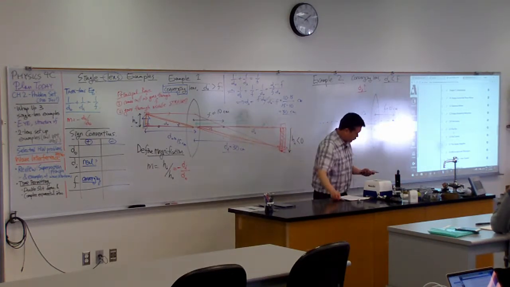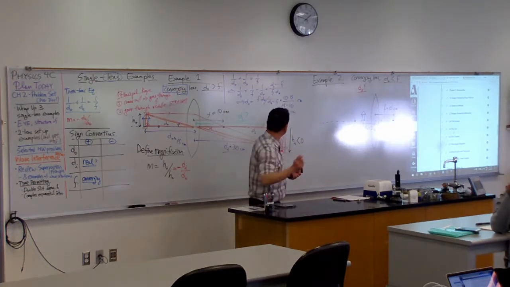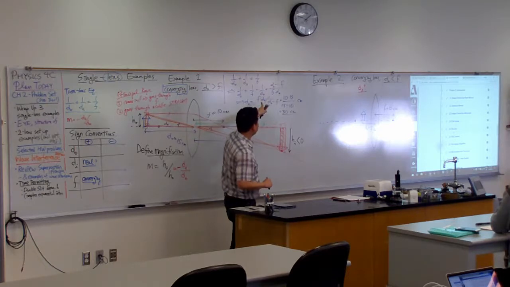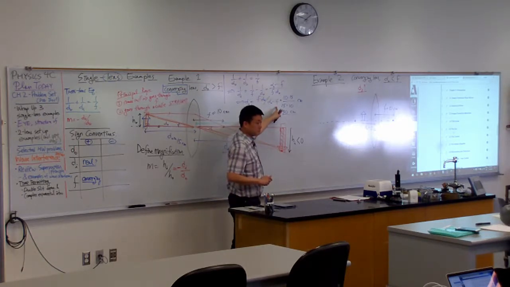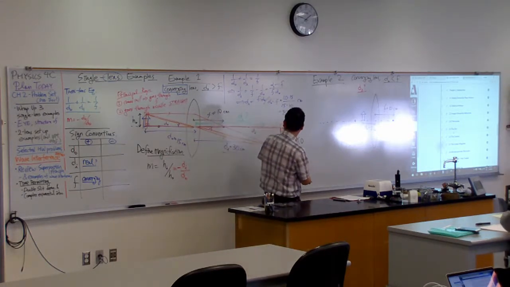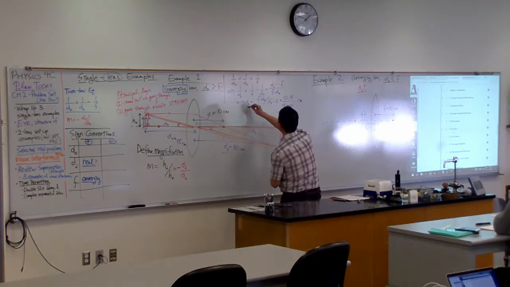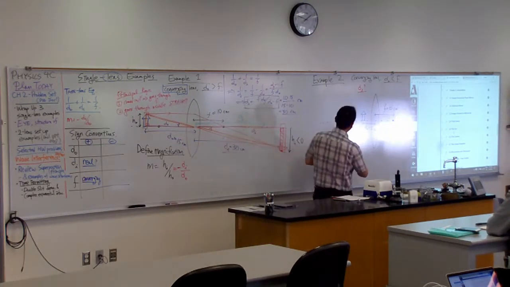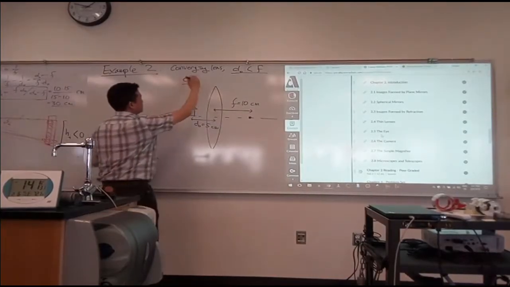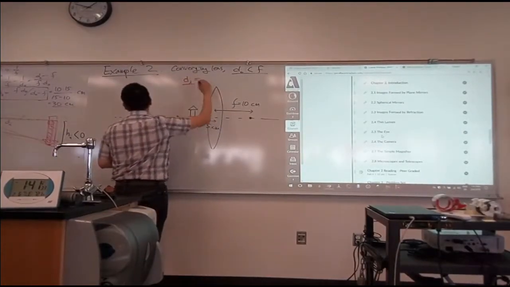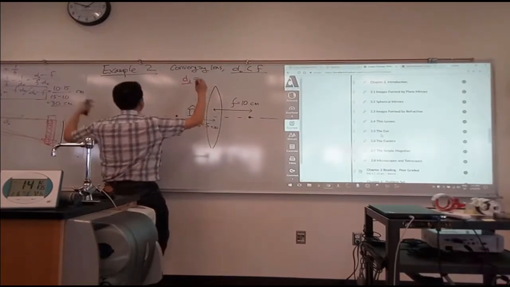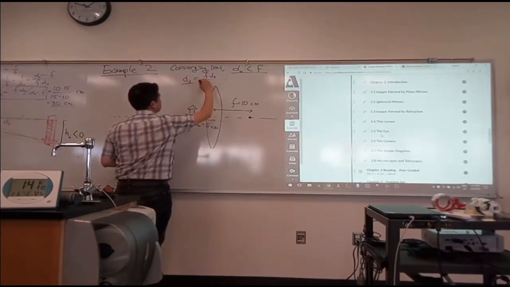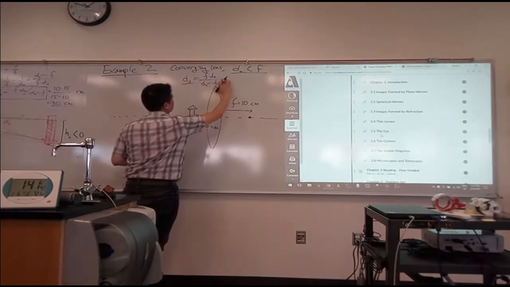Now, I could go through all the algebra, but I feel like I already did that, right? All the algebra I did here, none of that depended on what these values were, right? So I can say, all right, I'm just going to reuse this result. That's one of the reasons to do things symbolically. And I can say my image distance is equal to f, the focal length times the object distance over the object distance minus focal length.